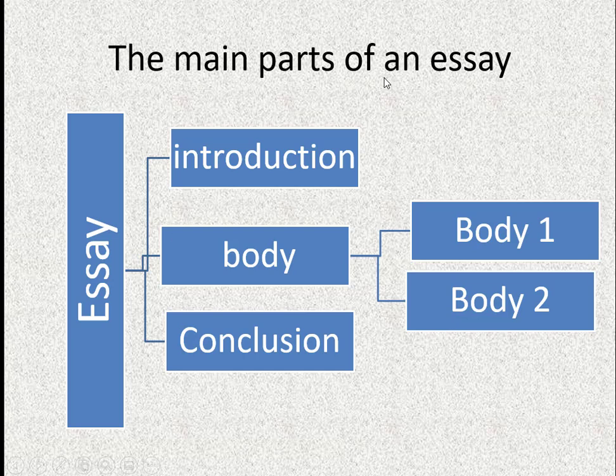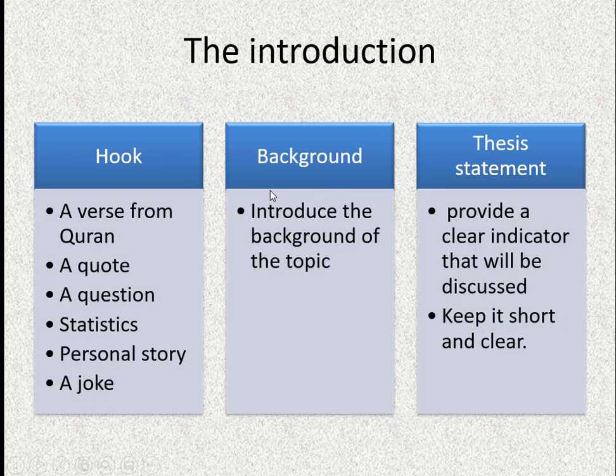What are the main parts of the expository essay? Generally speaking, there are three main parts for any essay: introduction, body, and conclusion. The body includes body 1 and body 2. Let's start talking first about the introduction. The introduction has three main parts: hook, background, and thesis statement.